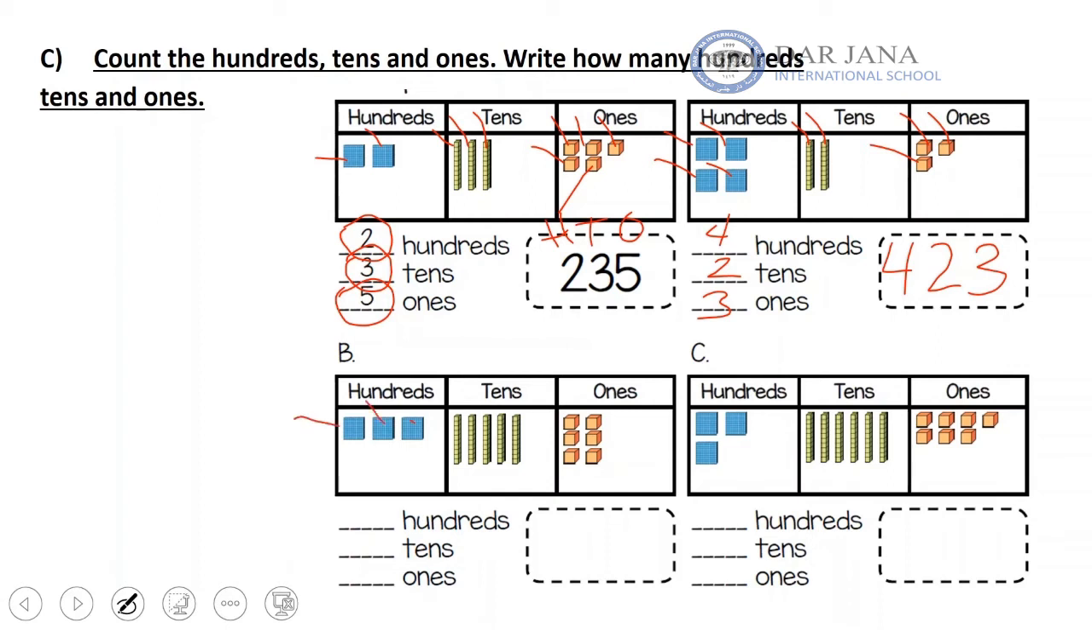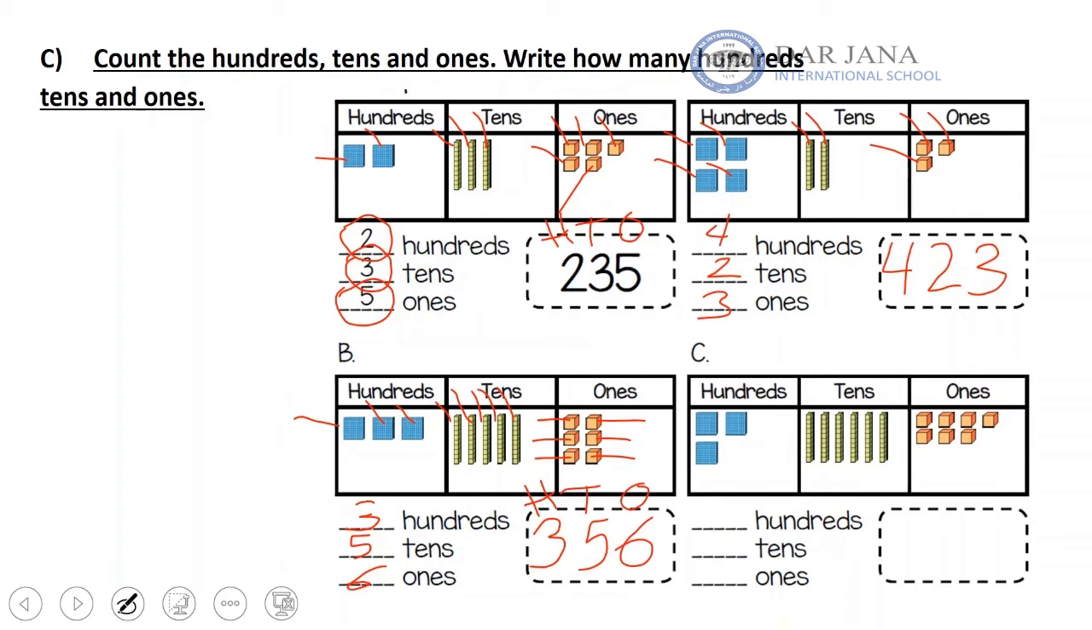Next. How many hundreds do you have? 1, 2, 3. I will write 3. How many tens? 1, 2, 3, 4, 5. I have 5 tens. How many ones do you have? 1, 2, 3, 4, 5, 6. I have 6 ones. So, when I put 3 hundreds with 5 tens with 6 ones, I will have 356. Very good. Remember, the order is very important. You always start with the hundreds, then the tens, then the ones.